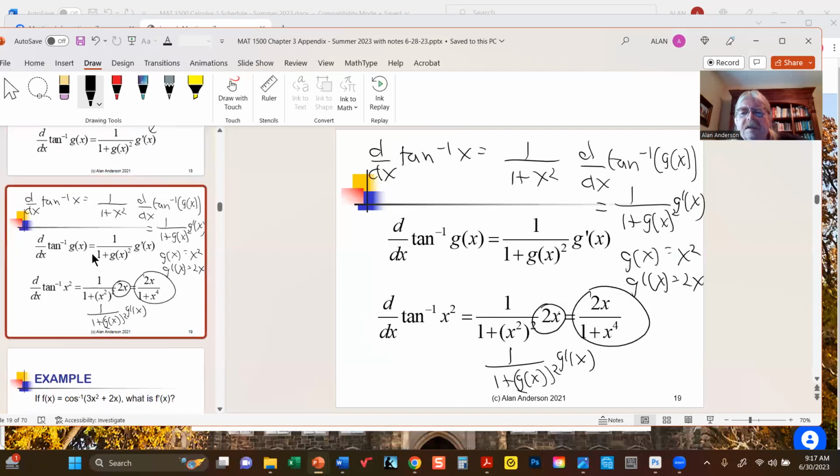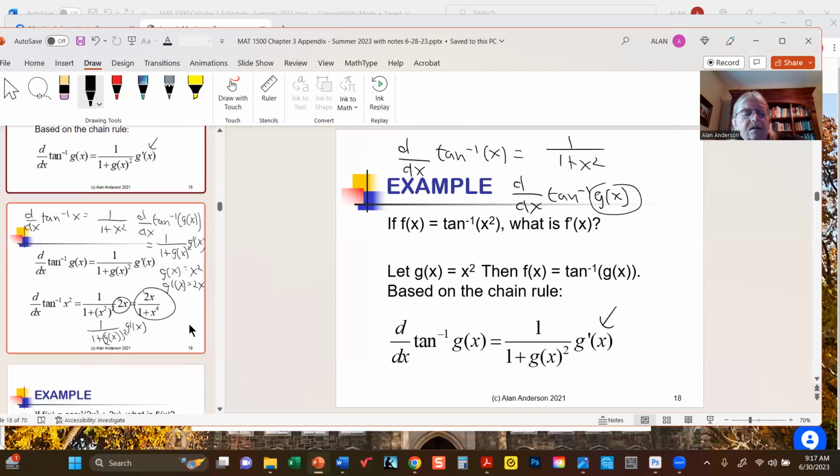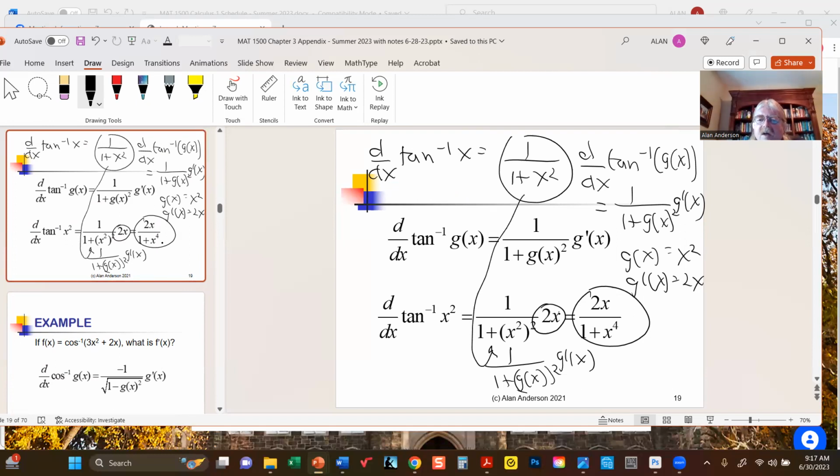All right, and so you can prove this with the chain rule, but here's the result. Again, this is the arc tangent of x squared. So what we end up with is this formula applied to g of x. So it's 1 plus x squared squared. And then here, this is g prime of x. After a little simplification, we'll end up with 2x over 1 plus x to the 4th power.